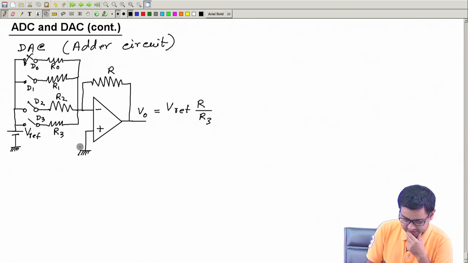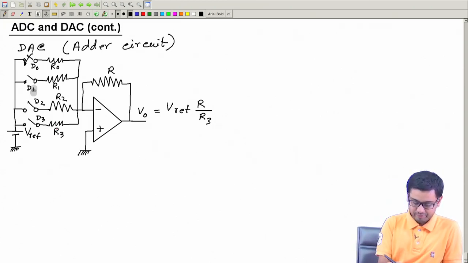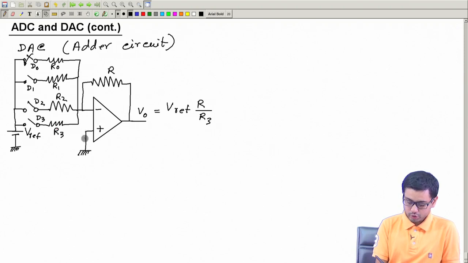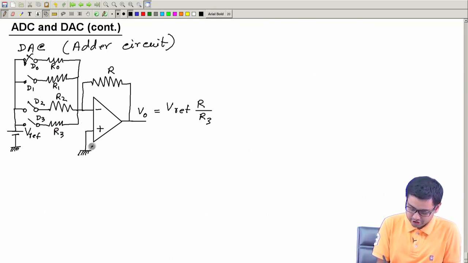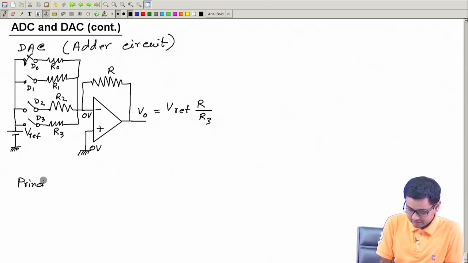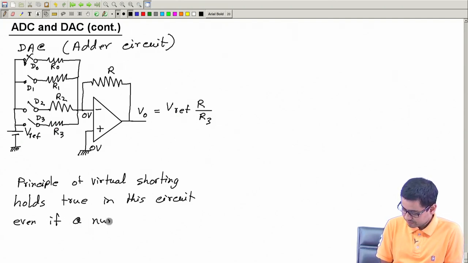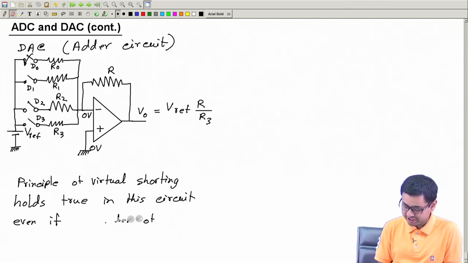Let me first convince you that even if you connect several of them here, the principle of virtual shorting will work for this circuit, and therefore these two will be at the same potential. Now, this is at 0 volt definitely, so this will also be at 0 volt. Let me first convince you that the principle of virtual shorting holds true in this circuit even if many switches are closed together.